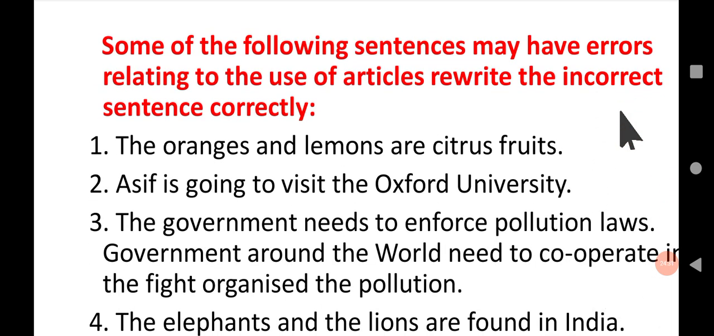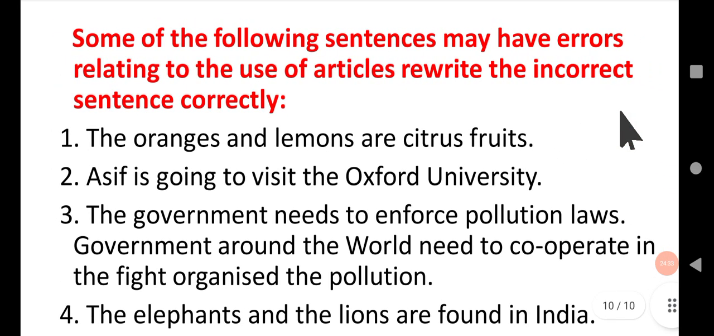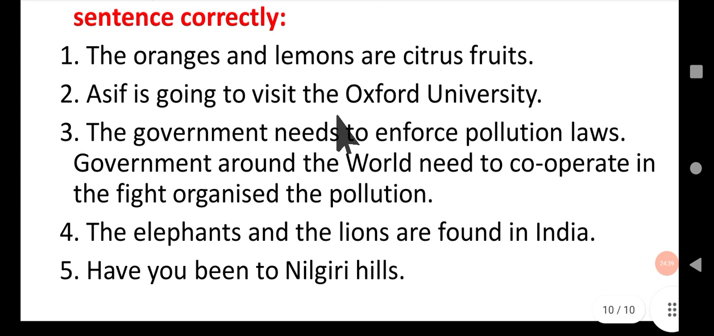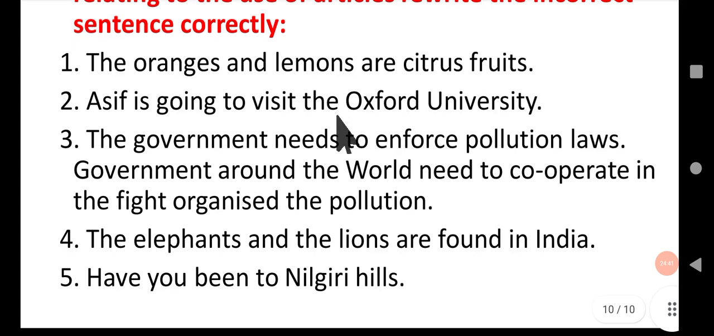Next one, some of the following sentences may have errors relating to the use of articles. Rewrite the incorrect sentence correctly. So again, there are some errors in this section. I have given only a few sentences again. So let us check the errors here. Okay, look at the first one.